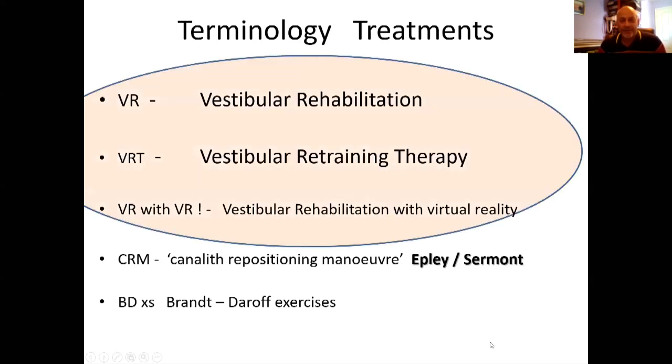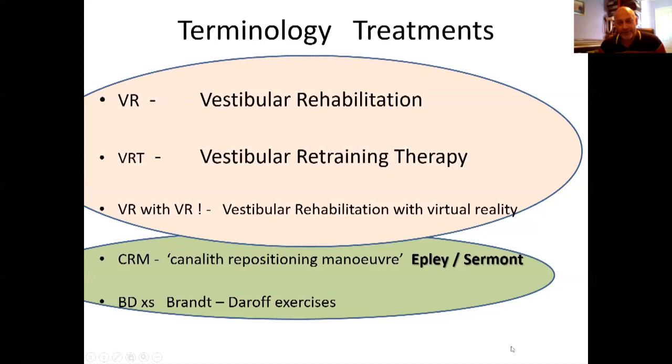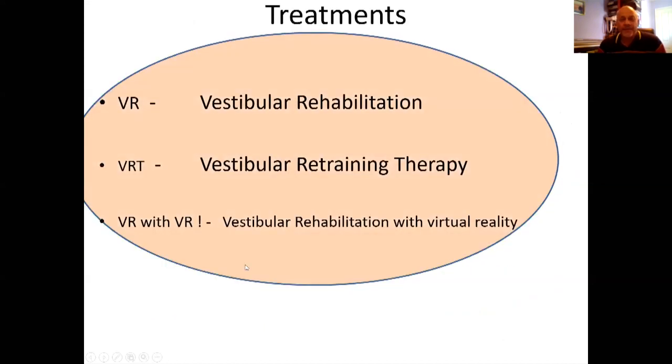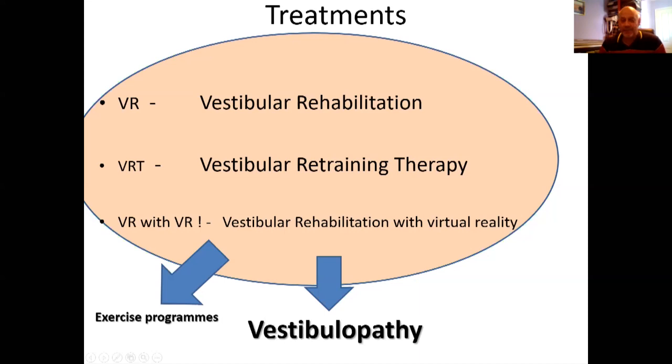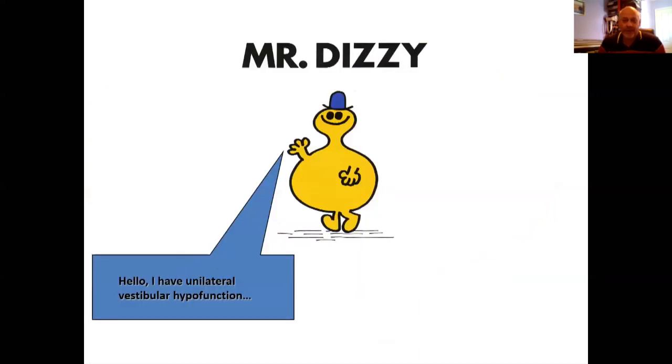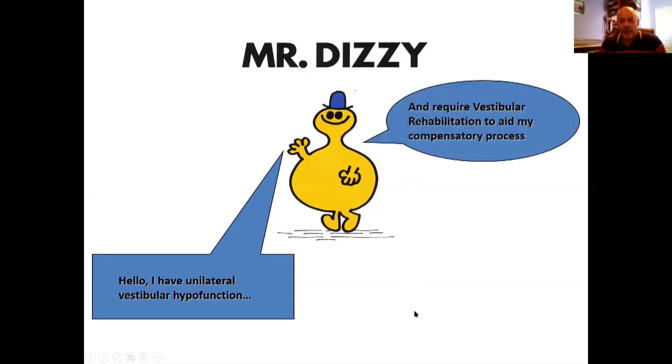Looking at those, they break into two categories. The treatments, vestibular rehab, vestibular retraining therapy, or using virtual reality, are exercise programs. So we give you exercises under this remit, and they're treating vestibulopathy. So this is my Mr. Dizzy coming to the clinic, and he's got unilateral vestibular hypofunction and requires vestibular rehabilitation to aid the compensatory process. Some of you may have seen that slide before.